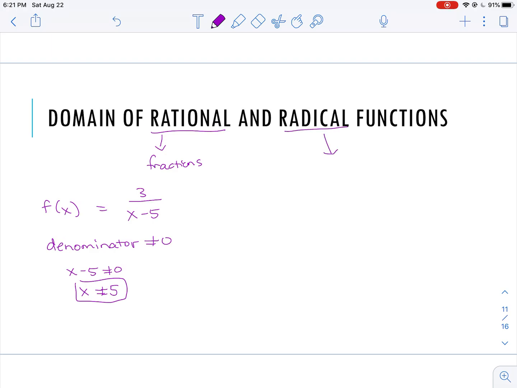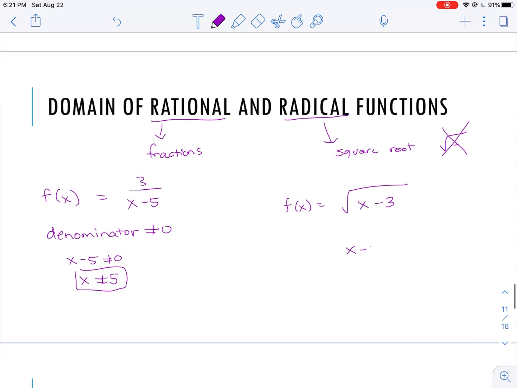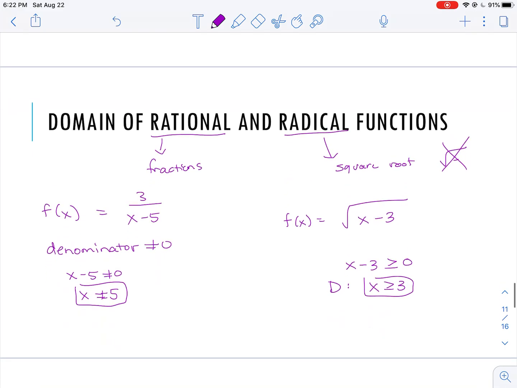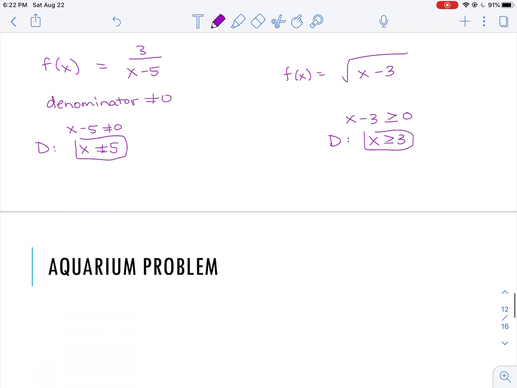For radical functions, so radical functions are your square root functions. If you guys remember, you can't take the square root of a negative number. You would get an imaginary number if you tried to do that. So whatever's underneath the square root needs to be positive. So for instance, if I had f of x equals the square root of x minus 3, we need x minus 3 to be greater than or equal to 0. You can take the square root of 0, that's okay. So if I solve this, I would add 3 to both sides, and as long as x is greater than or equal to 3, it would work. So that's how you would find the domain of rational and radical functions.